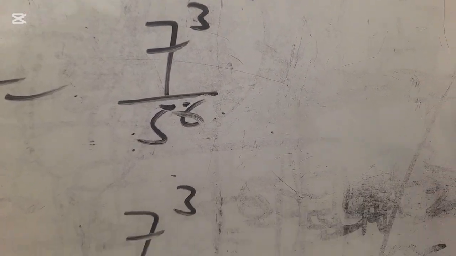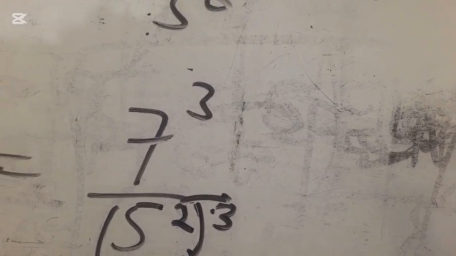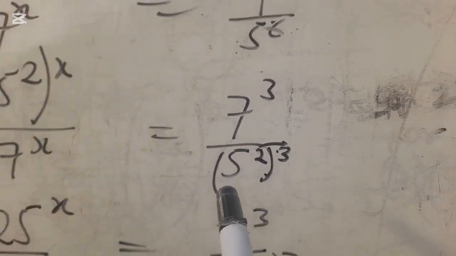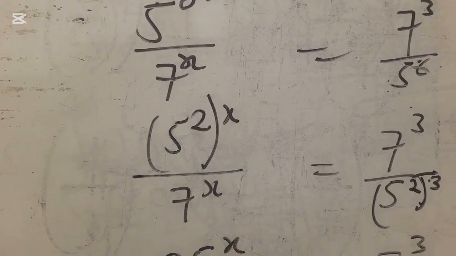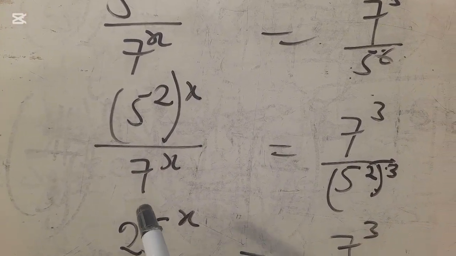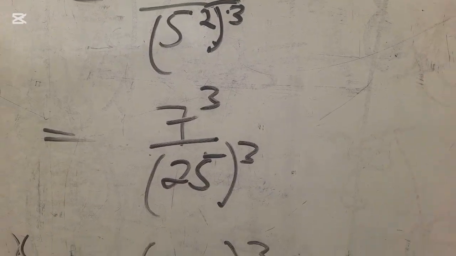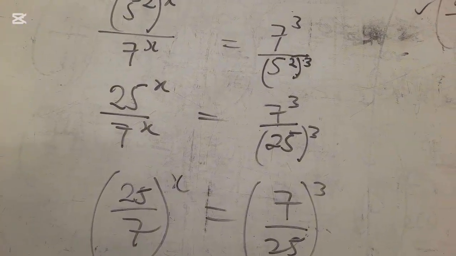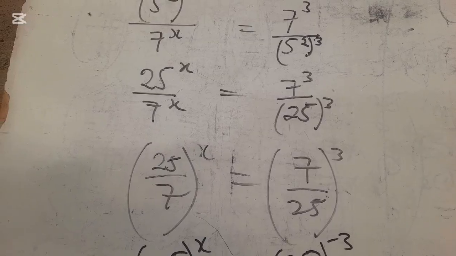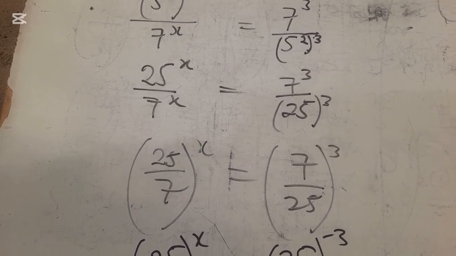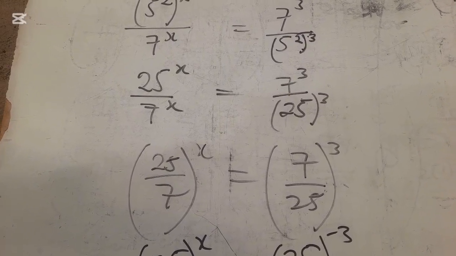5 power 6 also means 5 power 2 times 3, using the same law, 5 power 2 all power 3. So it also gives you the same thing. When that happened, this place becomes 25 power x, and this place becomes 7 power 3 over 25 power 3. And now you can see that we have 25 power x over 7 power x is equal to 7 power 3 over 25 power 3.